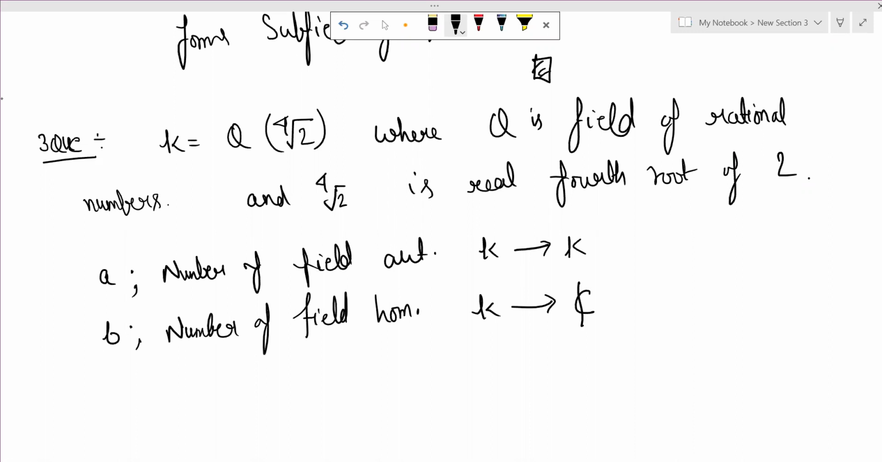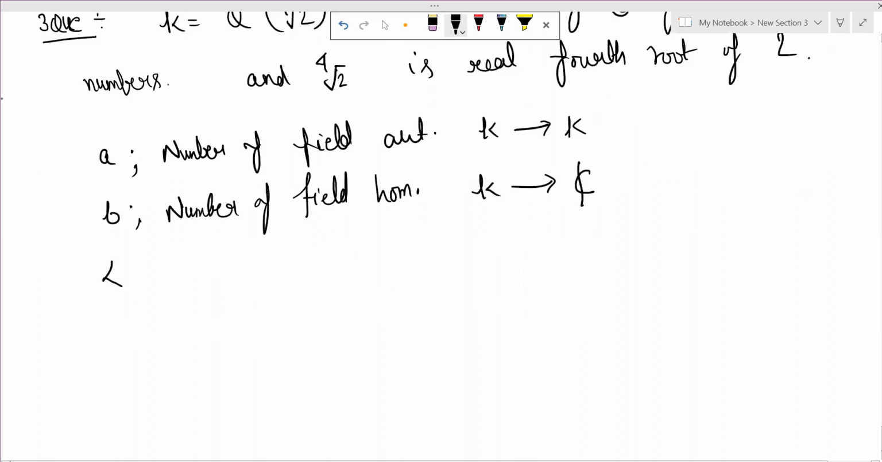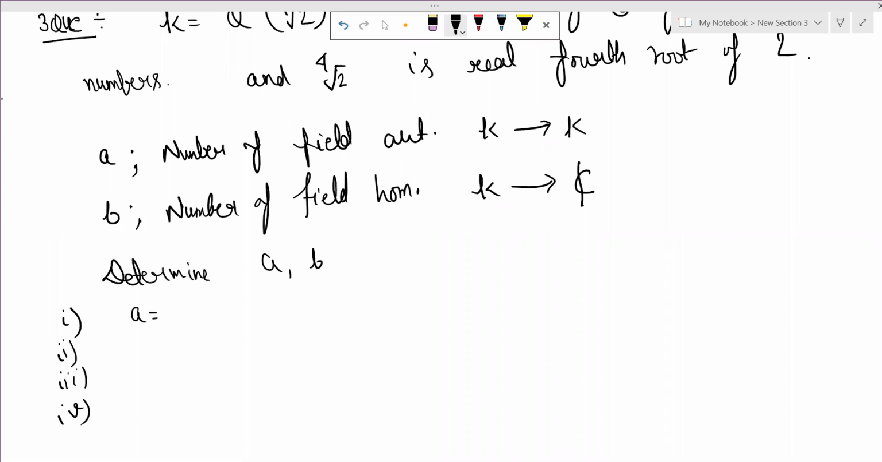Determine: A equals 2, A equals 4, B equals 2, B equals 4. Tell me, is this true or what?